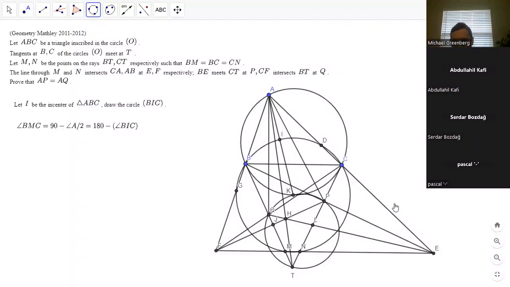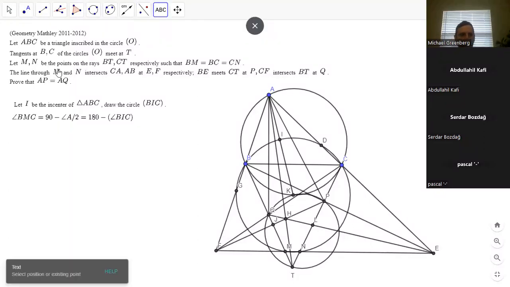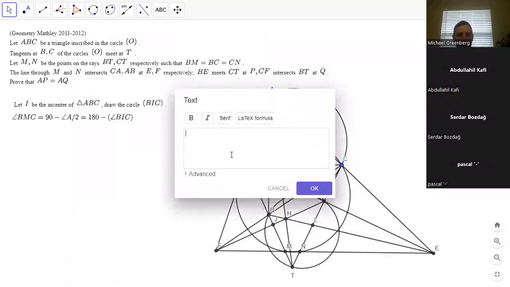Actually, we just need to prove that Q, K, and P are not collinear, because we know that sine AQK equals sine AKP. So if they are not collinear, we are done. And they are not, because we know that circle. Okay, so that proves it. All right, so we have this. So this implies that M and N both lie on circle BIC.